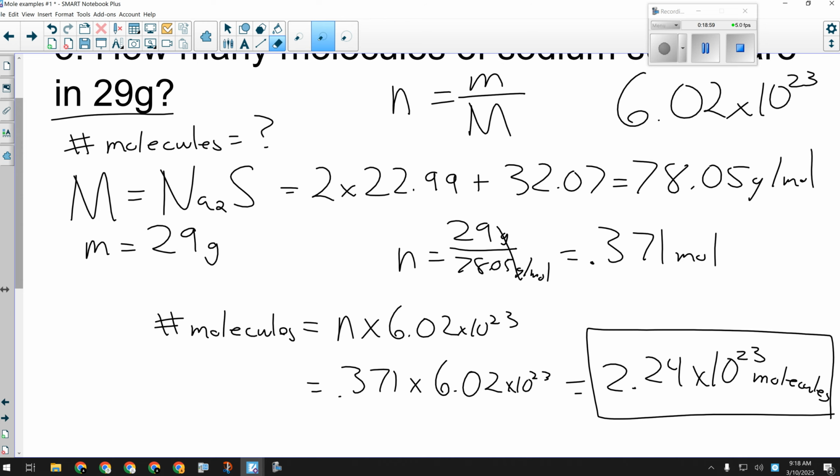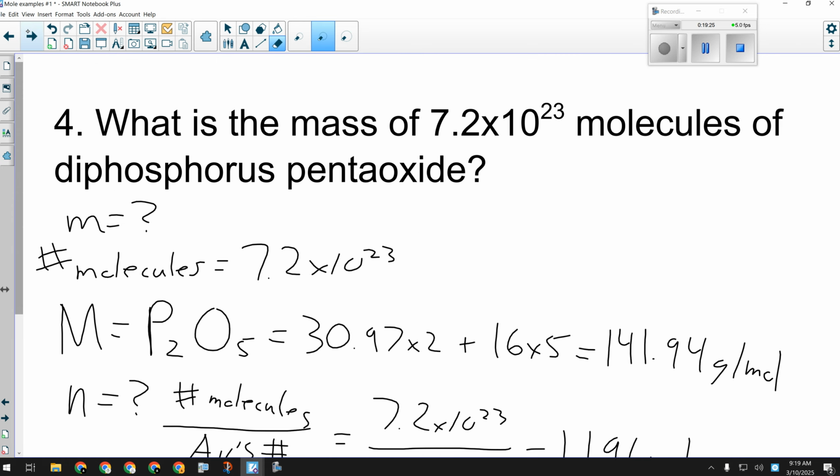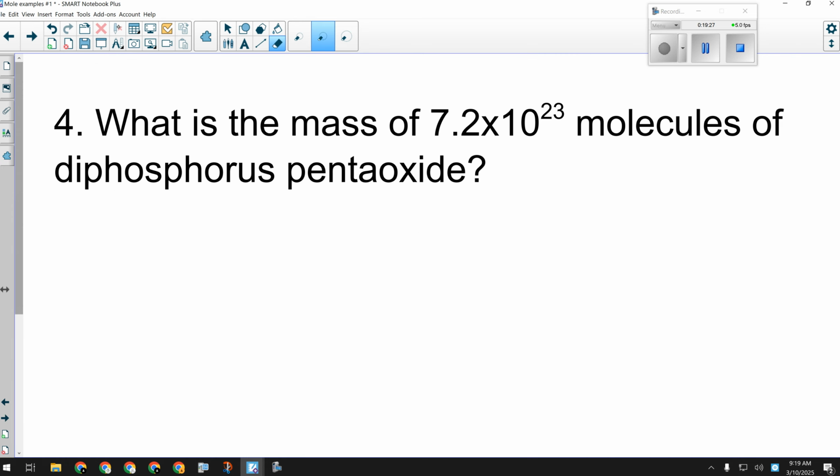Okay, so type 3 question has that extra step involving Avogadro's number. Okay, any questions on type 3? Okay, number 4 here. So this is a type 4 question.